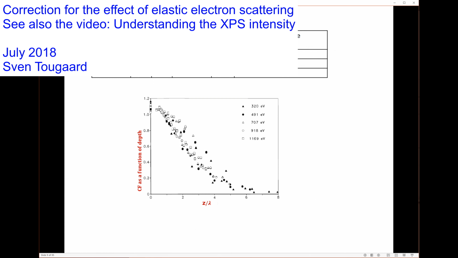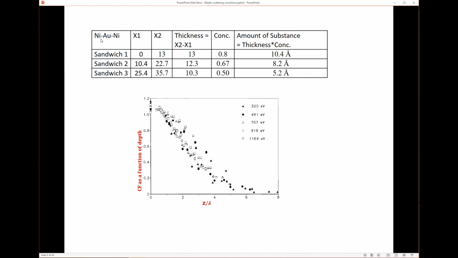So now we'll have a closer look at the analysis we just did of the nickel-gold-nickel sandwich samples, where we determined the start depth and the end depth for the three samples we had. Start depth, end depth here for sandwich 1. We deposited more nickel on top and it moved downwards to 10 to 20, deposited more nickel on top, and the layer moved down to 25 to 35.